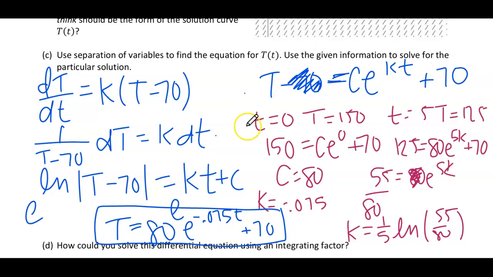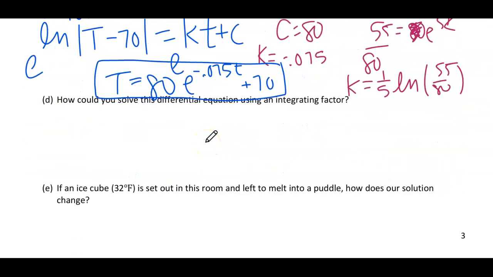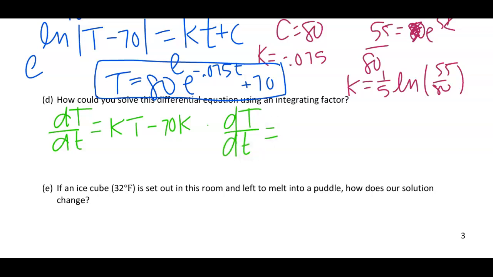Let's look at how we might want to solve this using an integrating factor. In order to do that, I would have to distribute my K. I could then subtract KT over here. I could then use mu to be e to the negative integral of negative k dt.